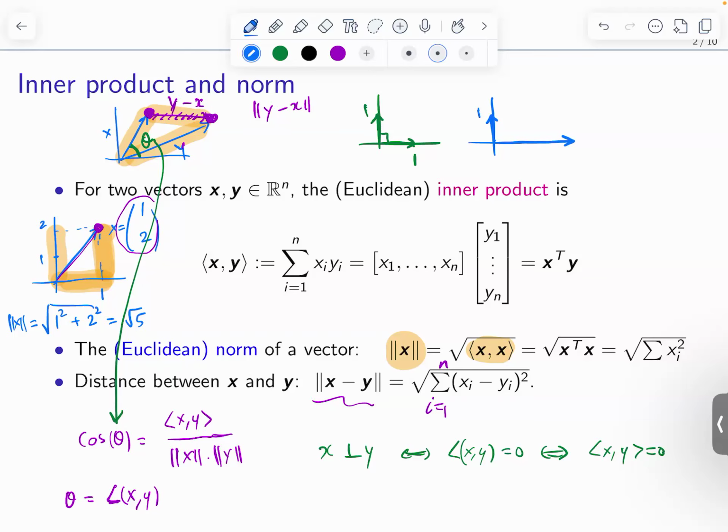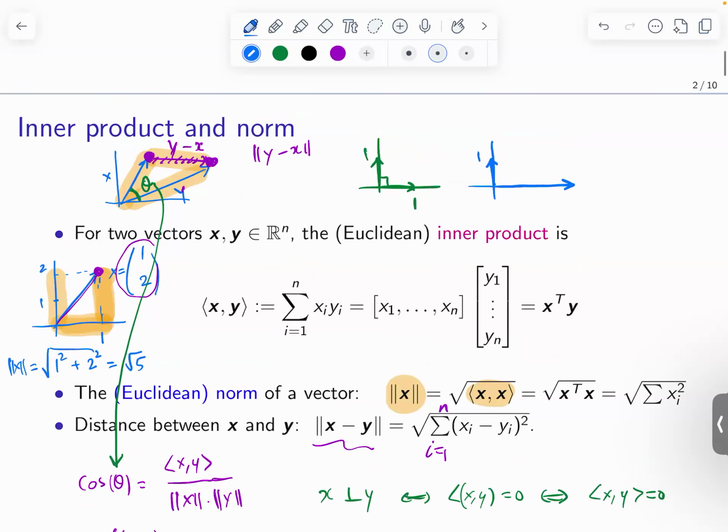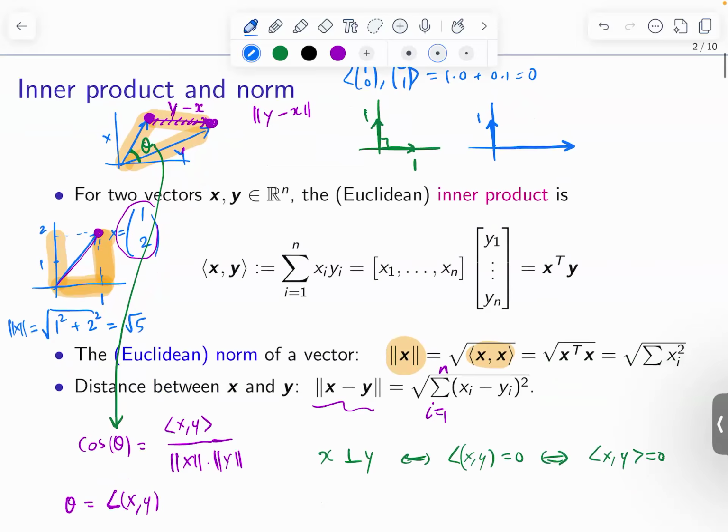You can verify this, it's really easy. The inner product of 1, 0 and 0, 1 is just 1 times 0 plus 0 times 1, which is 0. So algebraically, you can see it. You can also argue by the angle and so on. So this notion of orthogonality is important, and this is our notation.